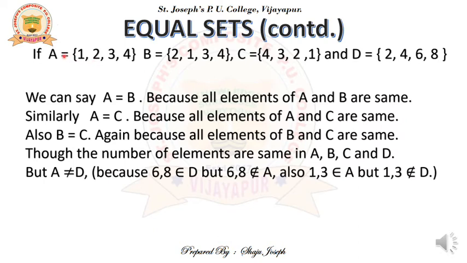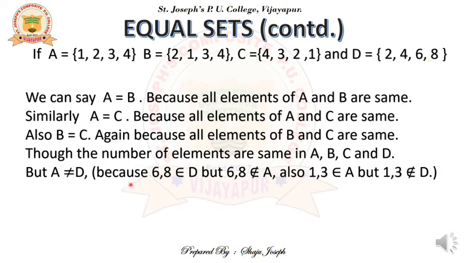But A and D, if you compare, though the number of elements is the same, 4 elements and 4 elements, the actual elements are different. See, is 1 there? No. Is 2 there? Yes. Is 3 there? No. Is 4 there? Yes. But I said no twice. Even if I say no once, automatically A and D are not equal.